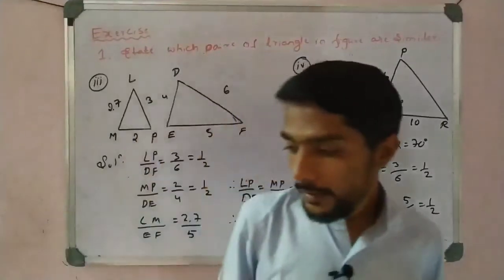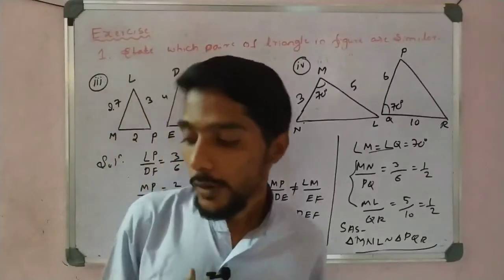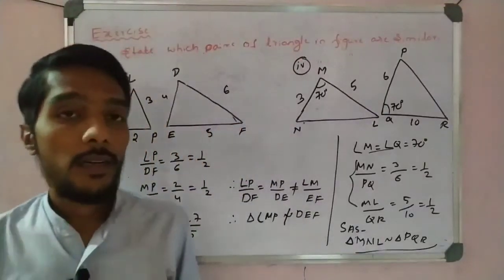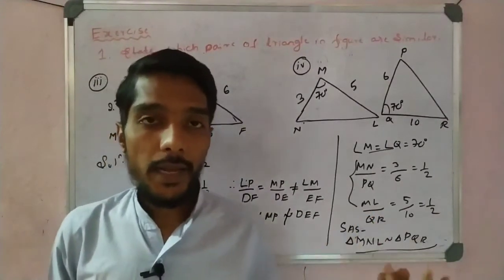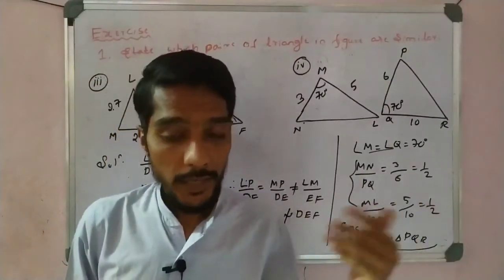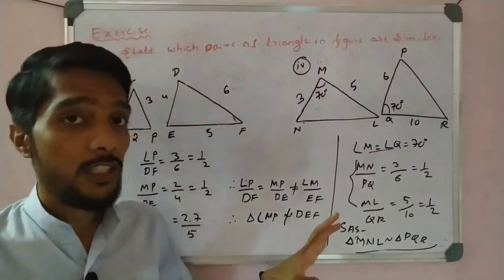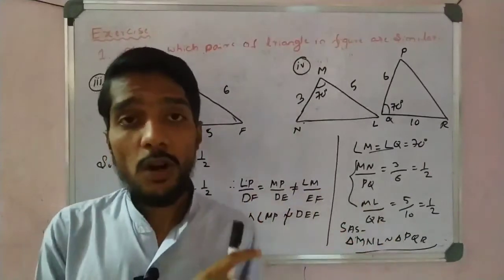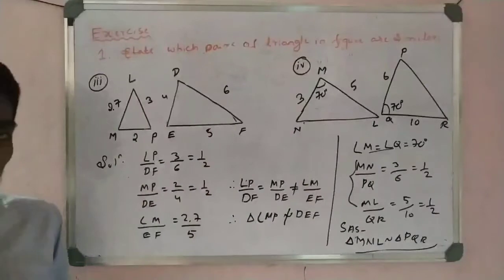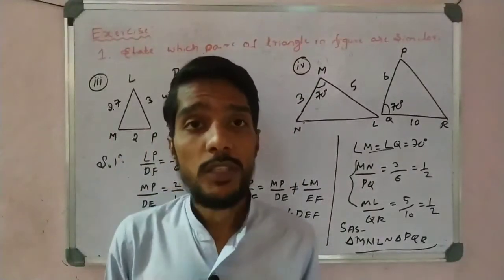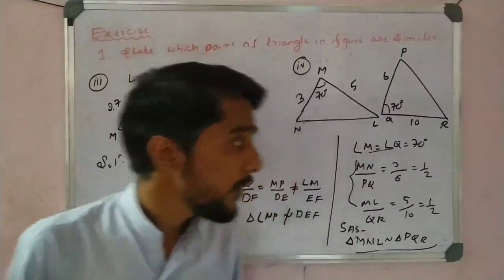Some more diagrams are given in the exercise. I leave them for you. Solve them yourself and find out whether they are similar or not by using these four: angle-angle-angle, angle-angle, side-side-side, and side-angle-side. Use any one law and try to fit it. If it fits, you say similar. If the given diagram does not fit any rule, it is not similar. Right, so this is all about the similarity of triangles using the four similarity criteria. Next we come to the next important concept, so please write this down.